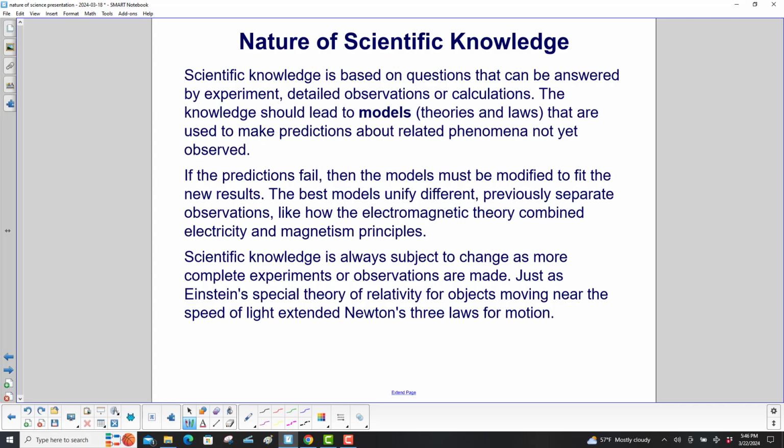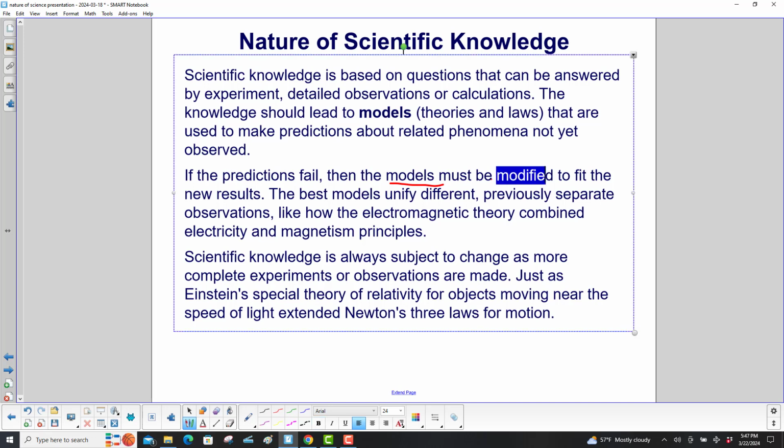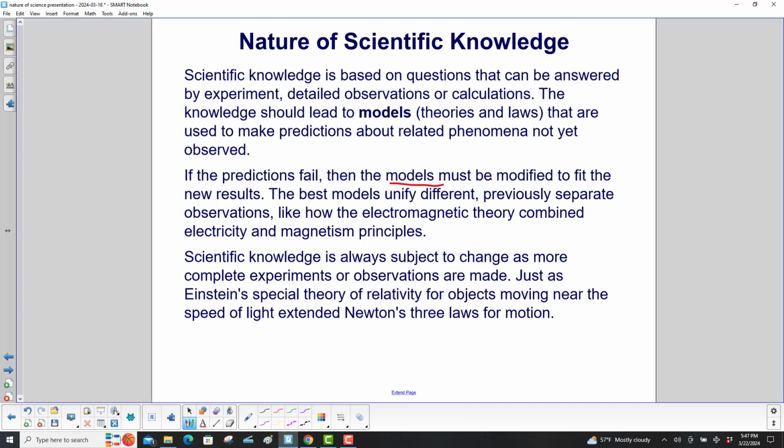Scientific knowledge is based on questions that can be answered by experiment, detailed observations, or calculations. The knowledge should lead to models, such as theories and laws, that are used to make predictions about related phenomena not yet observed. If the predictions fail, then the models must be modified to fit the new results. The best models unify different, previously separate observations, like how the electromagnetic theory combined electricity and magnetism principles. Scientific knowledge is always subject to change as more complete experiments or observations are made.